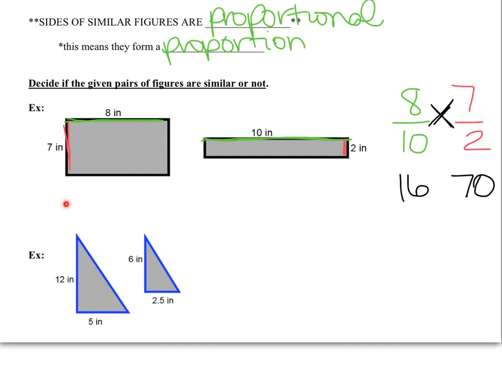Try to check to see if these two triangles are similar by setting up two ratios and then checking to see if they form a proportion. Pause the video. When you're ready to check your answer, press play.